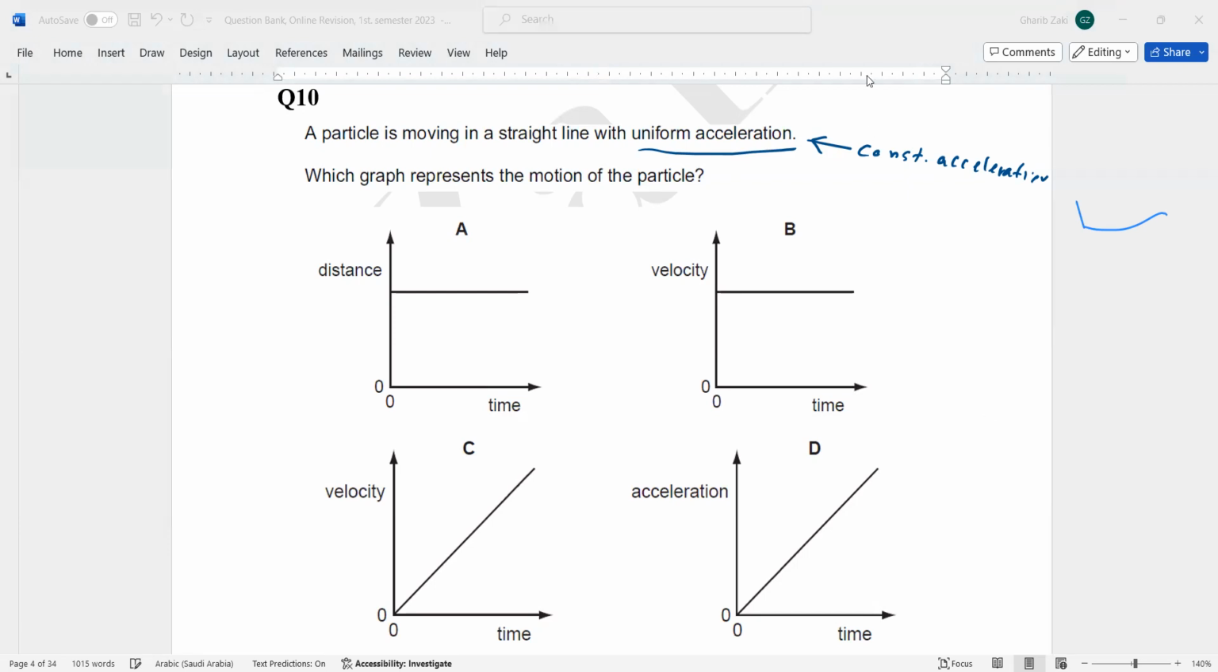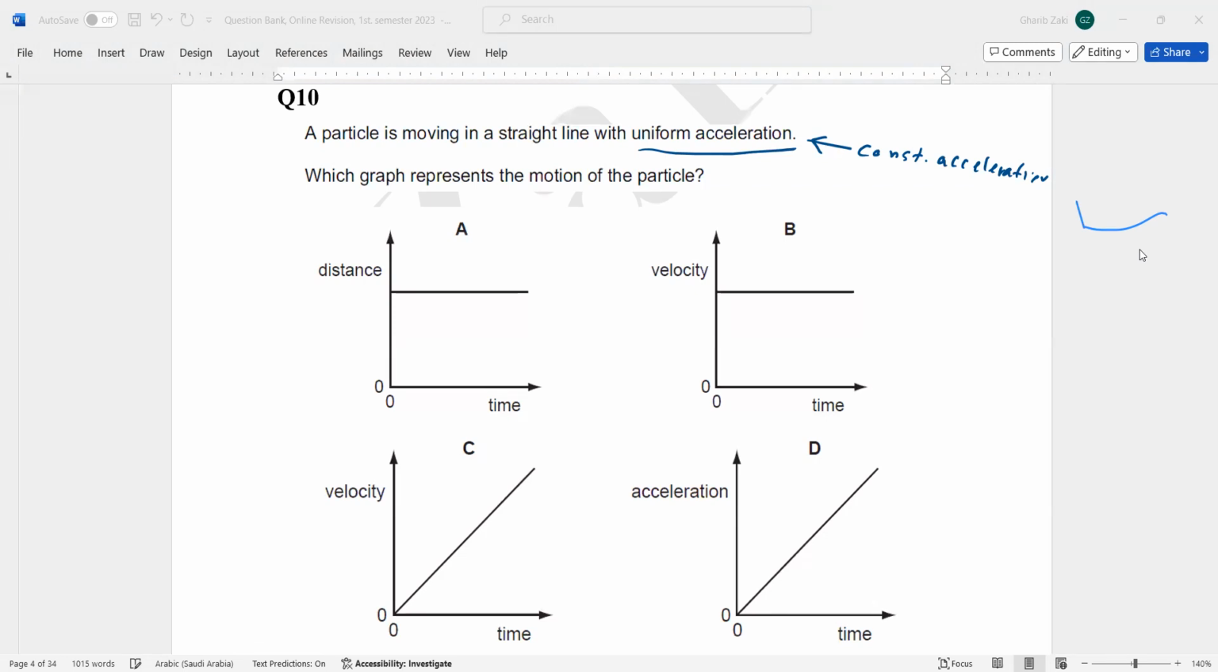So here, for the uniform acceleration, the correct answer is C.